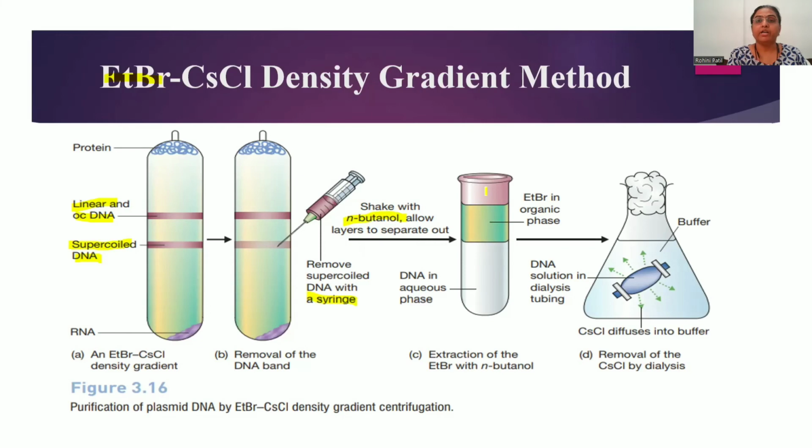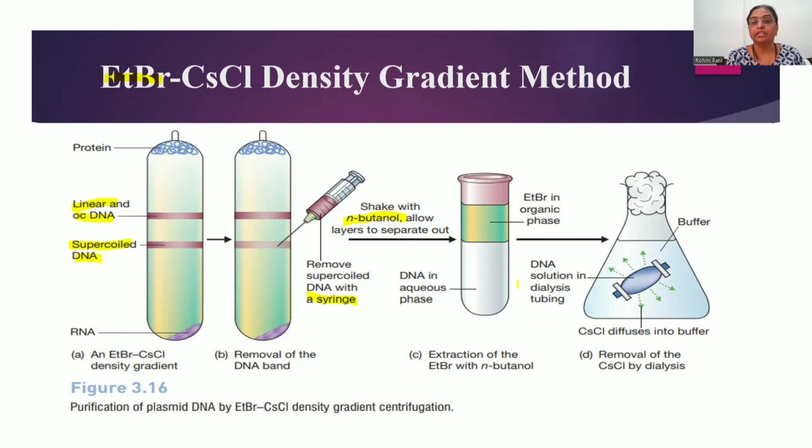Okay, so when we shake the butanol with this plasmid DNA suspension, the plasmids go into the aqueous phase and the EtBr into the organic phase. In this way, we separate out the EtBr from the plasmids. Still, in this aqueous phase with the DNA, there is a presence of the CsCl.